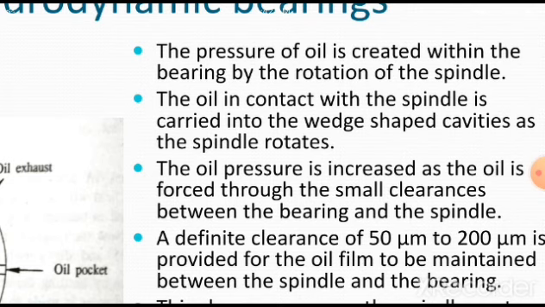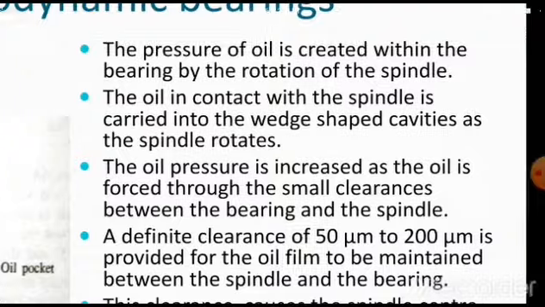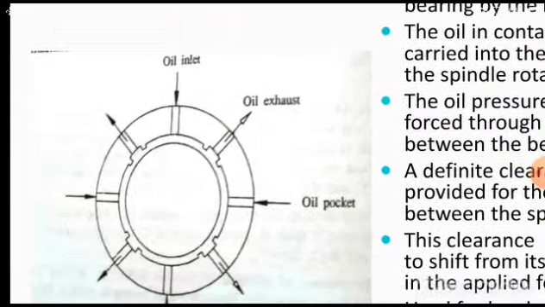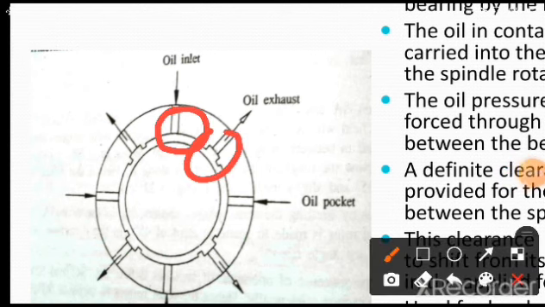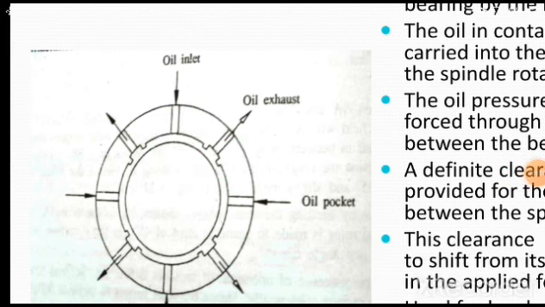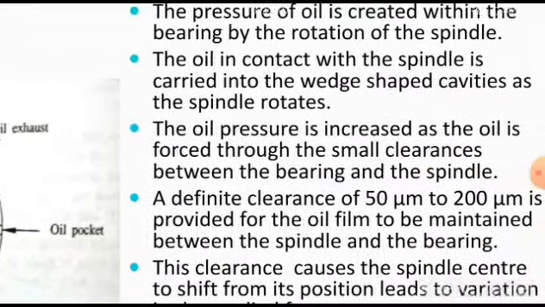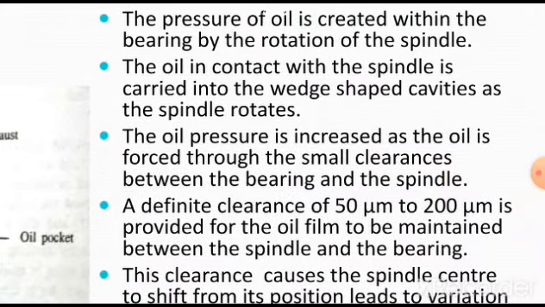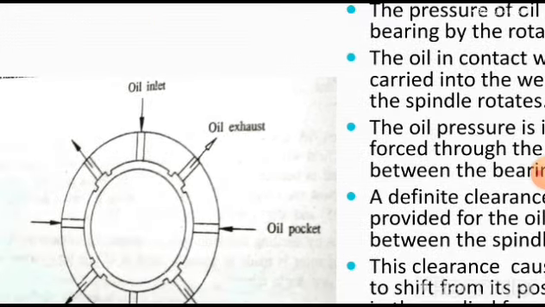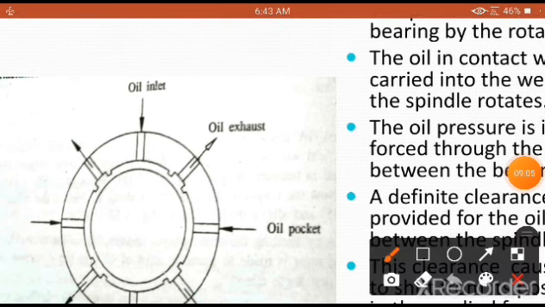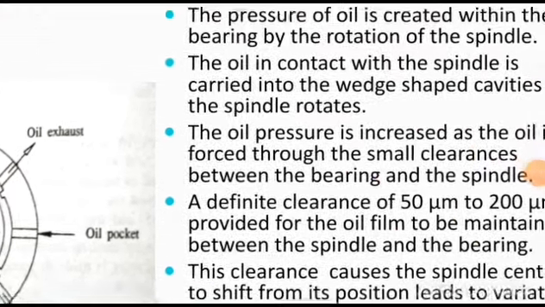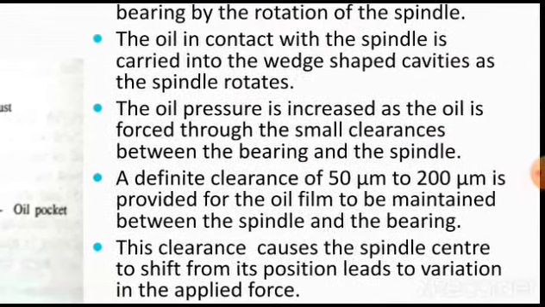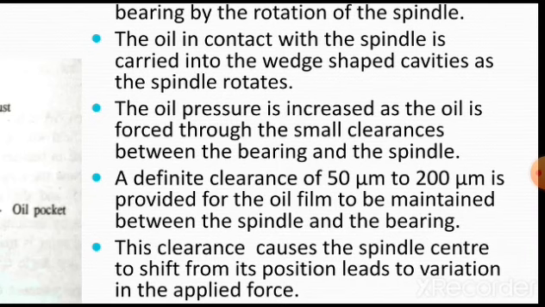The oil in contact with the spindle is carried into the wedge-shaped cavities as the spindle rotates. These are called wedge-shaped cavities, through which it goes and again comes inside. The oil pressure is increased as the oil is forced through the small clearances between the bearing and the spindle. As you are going to see here, whatever the space is there, through this space it will go outside and again come inside like this. That itself is responsible for the oil being forced due to the clearances, means the gap.